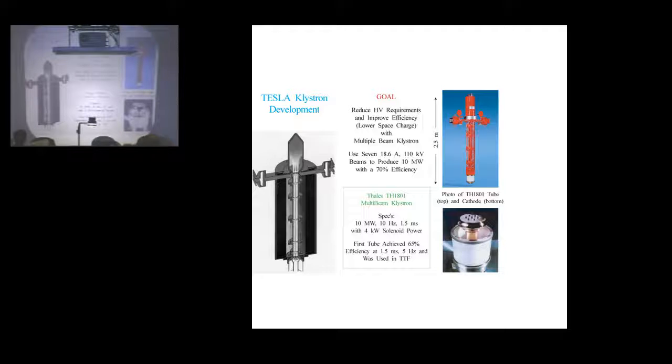They're aiming for 70. They basically achieved 65. They built 3 of these tubes. One of them has been used in their test facility, which is called TTF, for the Tesla Test Facility. And they're just about to test, I think, their 3rd one now. And so these are, of course, longer pulse klystrons.